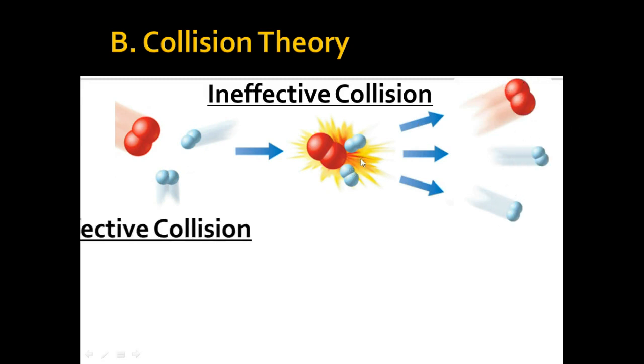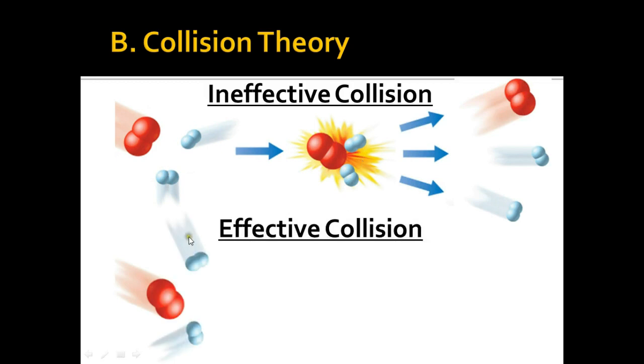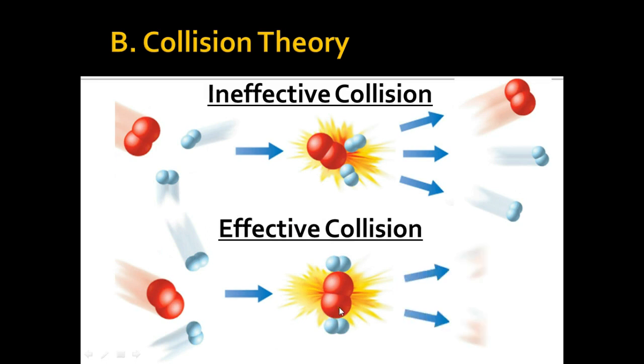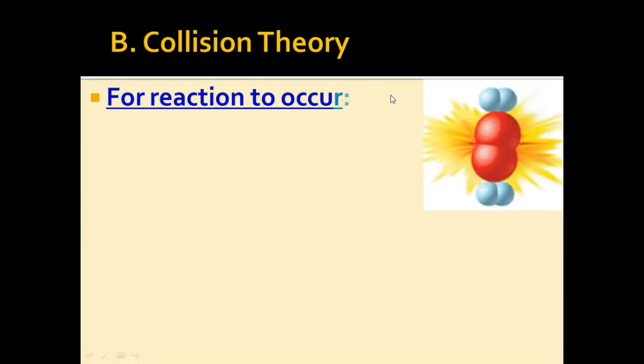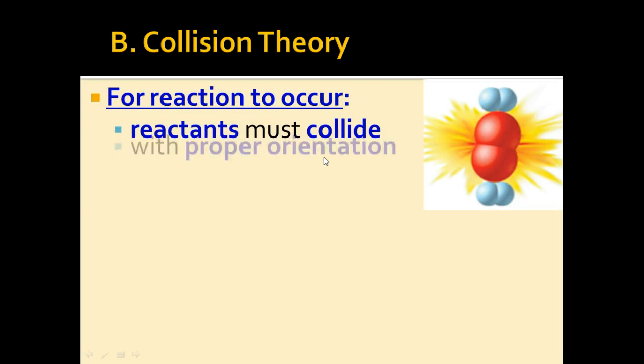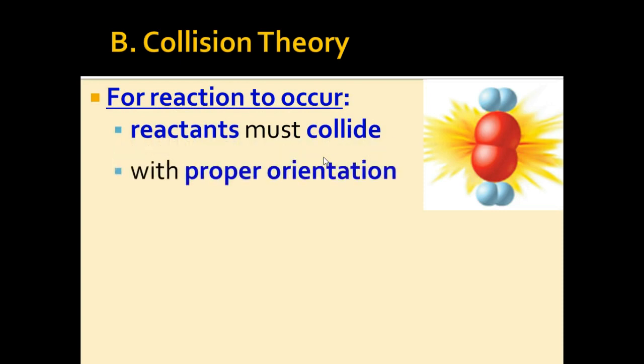and form water. But if we have an effective collision, so a good collision, they hit just right, just like this, and they form two water molecules. So this all has to do with collisions. And so collision theory states that for a reaction to occur, we have to have a collision, definitely. We have to have a collision to have them touch. And then we have to have a right collision, so we have to have the right spot, and we have to have enough energy.